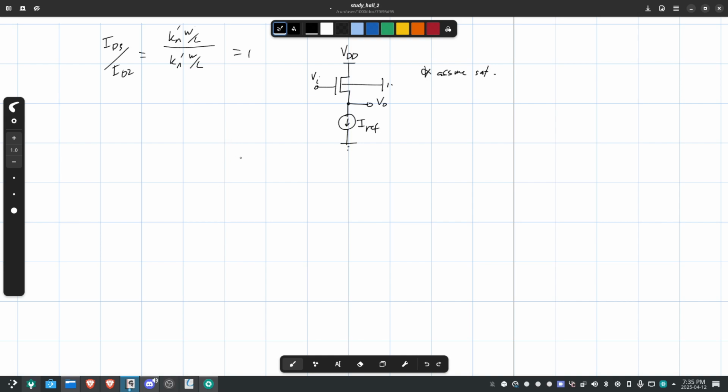Now we have a body effect. So we have to use the pi model. Let's draw our pi circuit here.